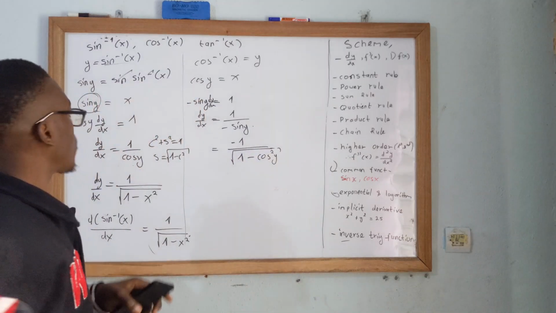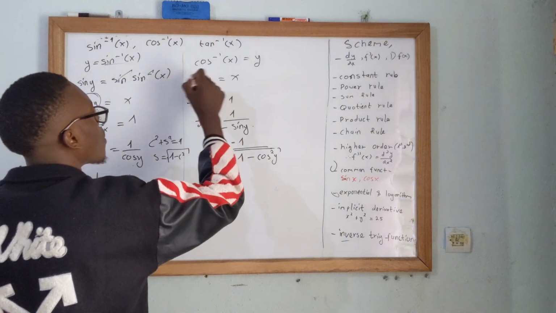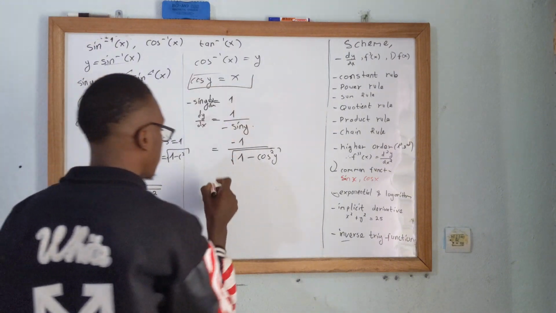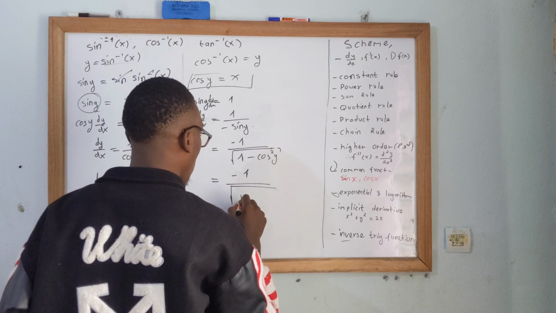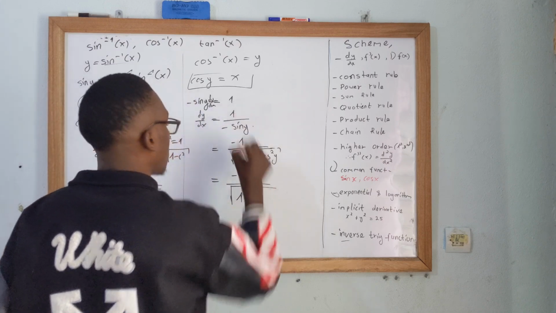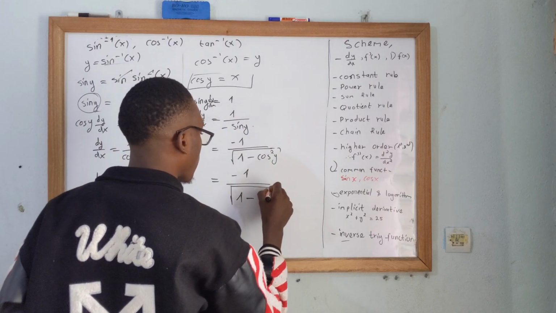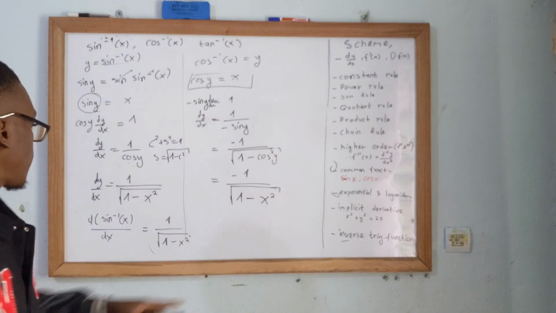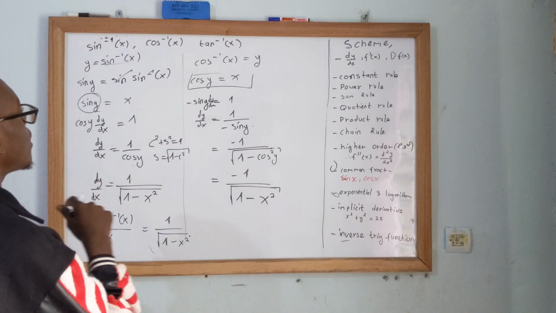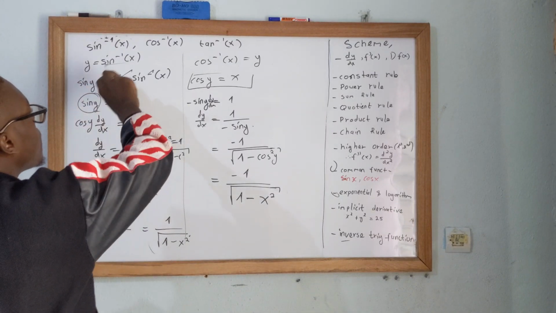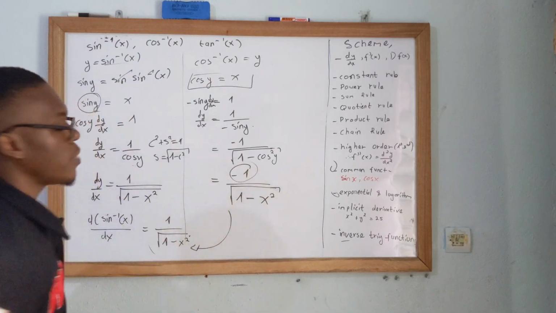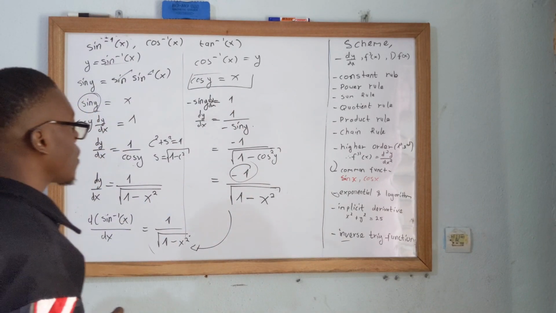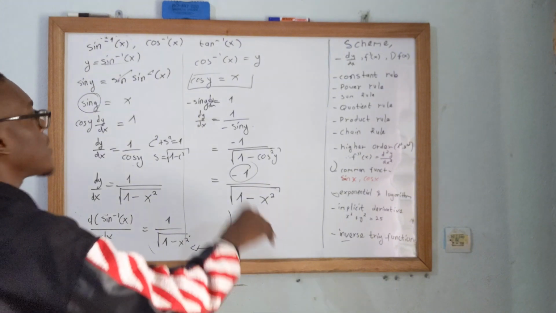And cos squared y is equals to what? Coming back here, cos y is equals to x. That will be equals to what? Minus 1 all over square root of 1 minus x squared. And that is exactly what we have. Meaning the difference between the derivative of sine inverse of x and cos inverse of x is negative. It's negative at the denominator here. Take that into consideration. Let us move to the last part, that is tan.